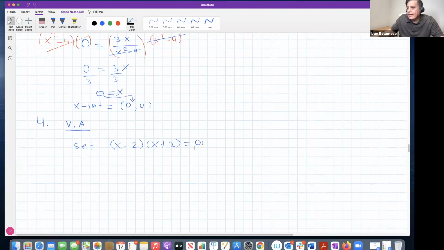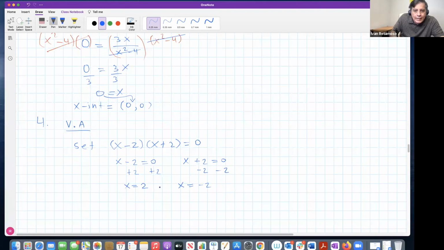Great. From there, we see that x minus 2 equals 0, but also x plus 2 equals 0. Solving these equations, you will get that x is equal to 2 and that x is equal to -2. And turns out these are precisely your vertical asymptotes: x equals 2 and x equals -2. Very good. We got our vertical asymptotes.